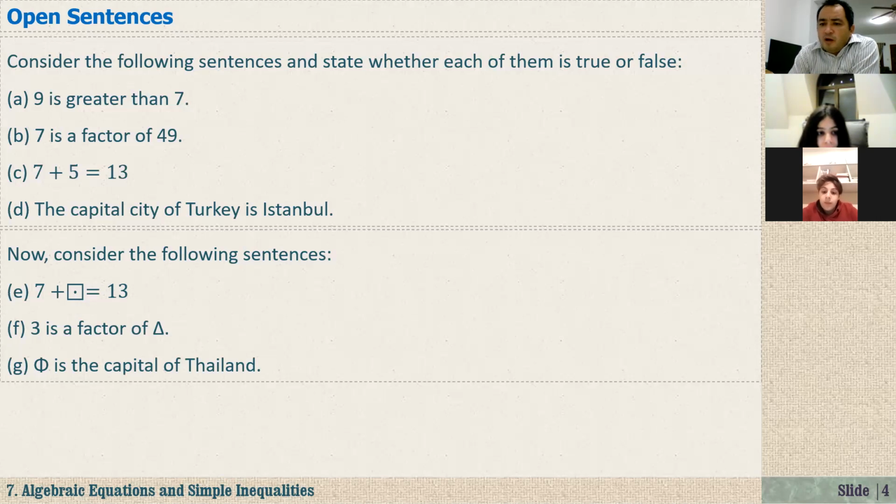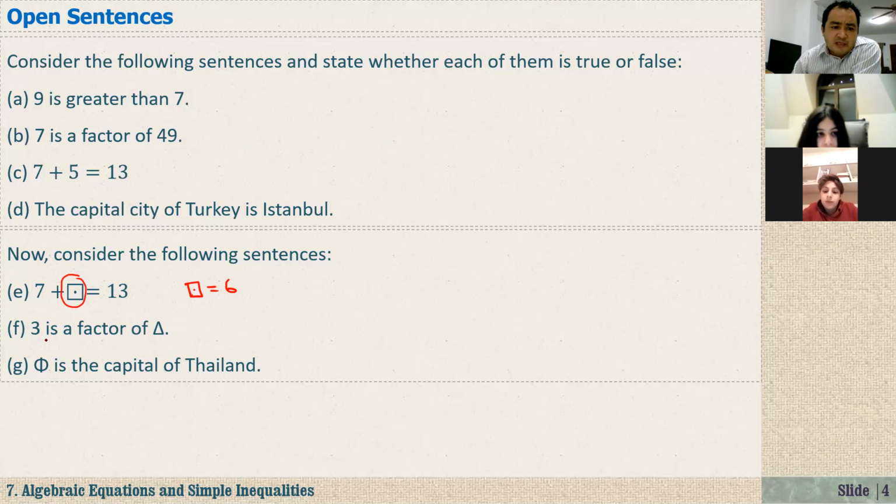We don't know, right? Why don't we know? Because here we don't know actually that symbol, right? What does it stand for? The question asks, what is the value of that thing? Now I ask you, what number makes this sentence or this equation true? Now you say that if I put, for example, 6 for this symbol, then it will be true, right?